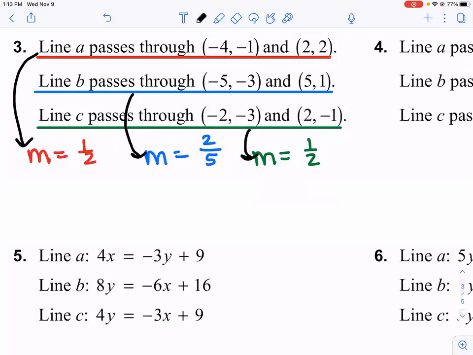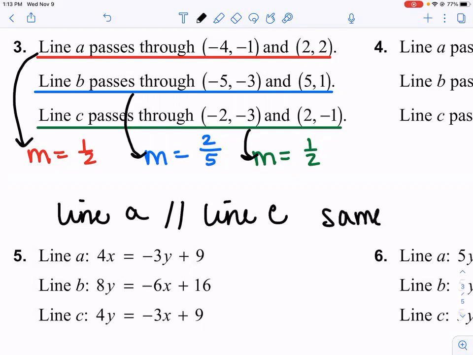We also don't have a slope perpendicular to this line. Kane, what would be the slope perpendicular to 1/2? Yeah, and okay, we don't have that either. But we do have 2 lines that Peyton says are parallel. Abby, which 2 lines are parallel? Line A and line C are parallel because they have the same slope.